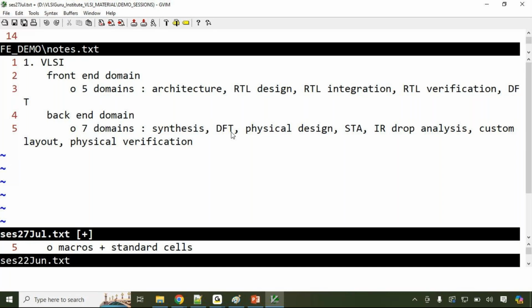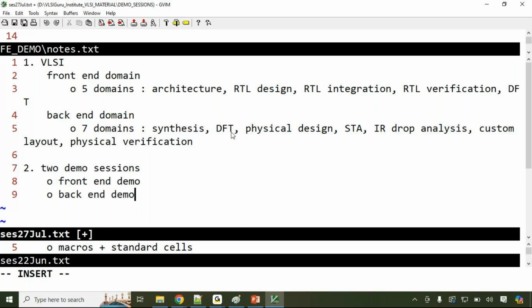Rather, what we do is we offer two demo sessions. One is the front-end demo, one is the back-end demo. The front-end demo is what is happening now, and the back-end demo will be tomorrow, same time. Those who are interested in specific courses, let's say someone is interested in DFT, can attend today's session to get an overview of the VLSI flow and the courses being offered. We will have a DFT-specific demo again at 4 p.m.